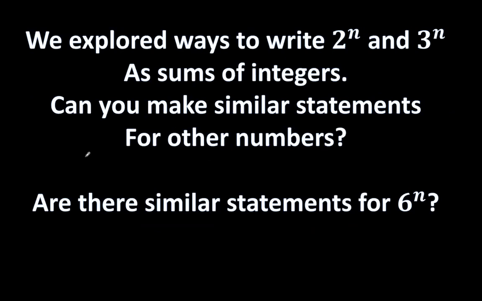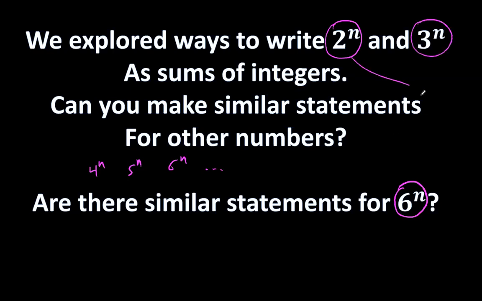And something else just to think about. Besides 2 to the n and 3 to the n, can you make similar statements for other numbers? What about 4 to the n and 5 to the n and 6 to the n? What possible difficulties could there be here? In particular, think about 6 to the n. Because we worked with 2 to the n and 3 to the n, think about how these might be related, and if there's something you might be able to say. Or maybe stuff goes wrong and doesn't work, and you can give examples of that.